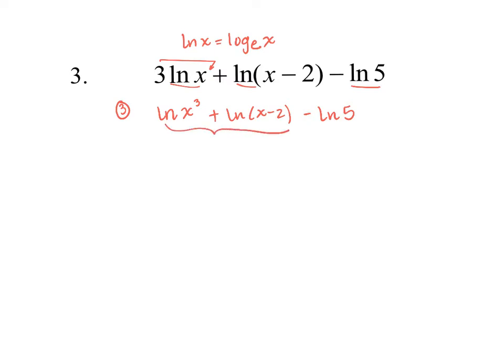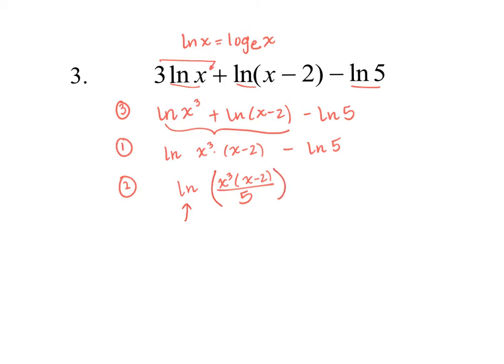These 2 logs are being added. So by our product rule, that was our first property, that will be natural log of x to the 3rd times x minus 2. And we still have minus natural log of 5. Now by our quotient rule, which we label as 2 above, we can rewrite this as natural log of x to the 3rd times x minus 2 all over the 5. Again, we have a single logarithm, and it's of all of that stuff.